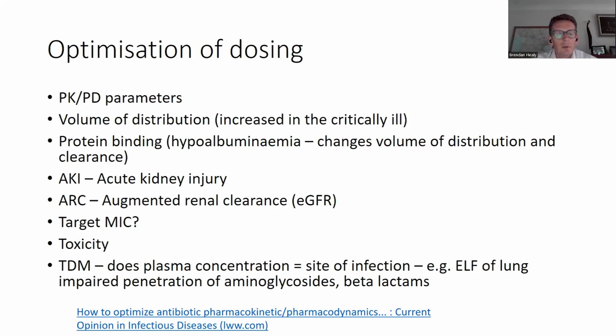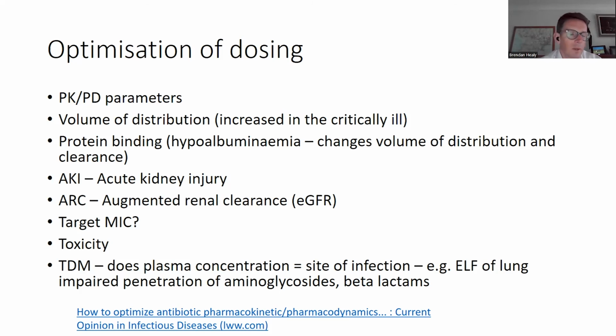We then have the issue of protein binding, and in the critically ill patient, their albumin and protein is often low, and that can change the volume of distribution as well, and it can have an effect on clearance because you might have more free drug than you would have in a healthy individual. And it's worth bearing in mind that a lot of pharmacokinetic studies are done on healthy individuals, or certainly not in the critically ill. You've then got to think about clearance, and interestingly, patients can have an acute kidney injury.